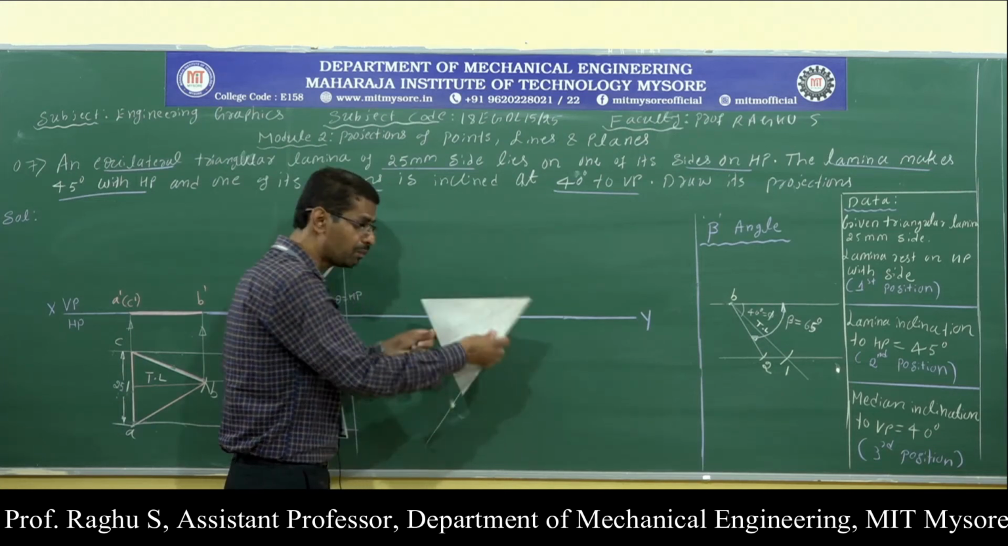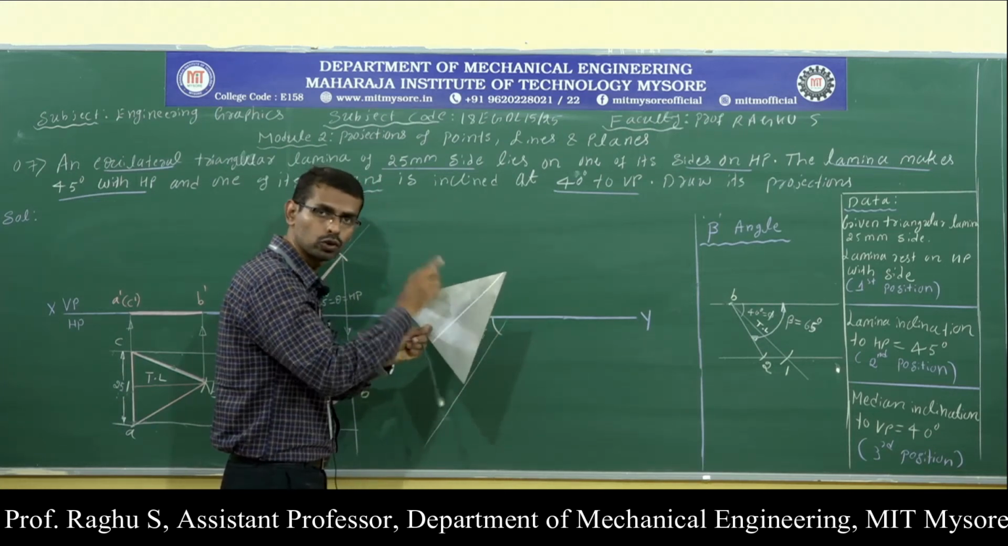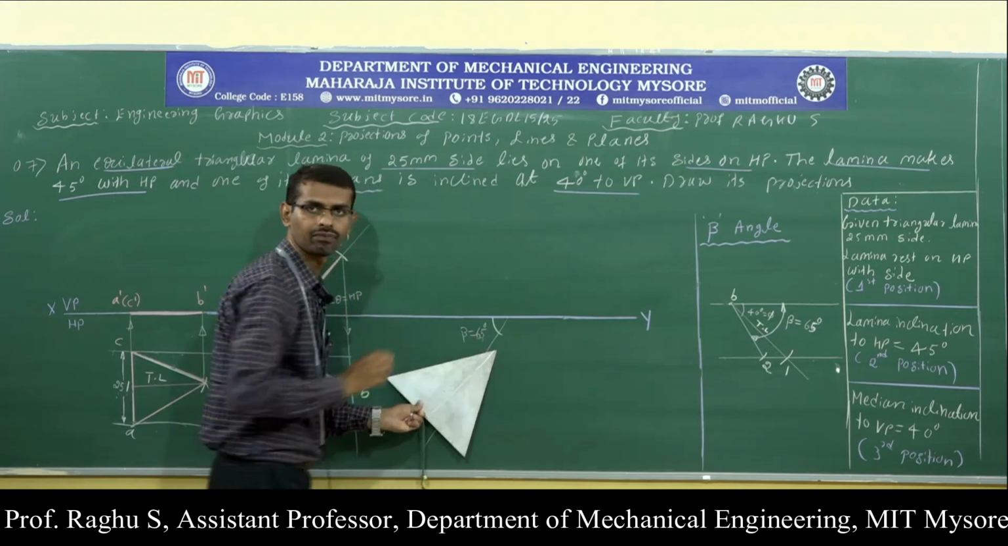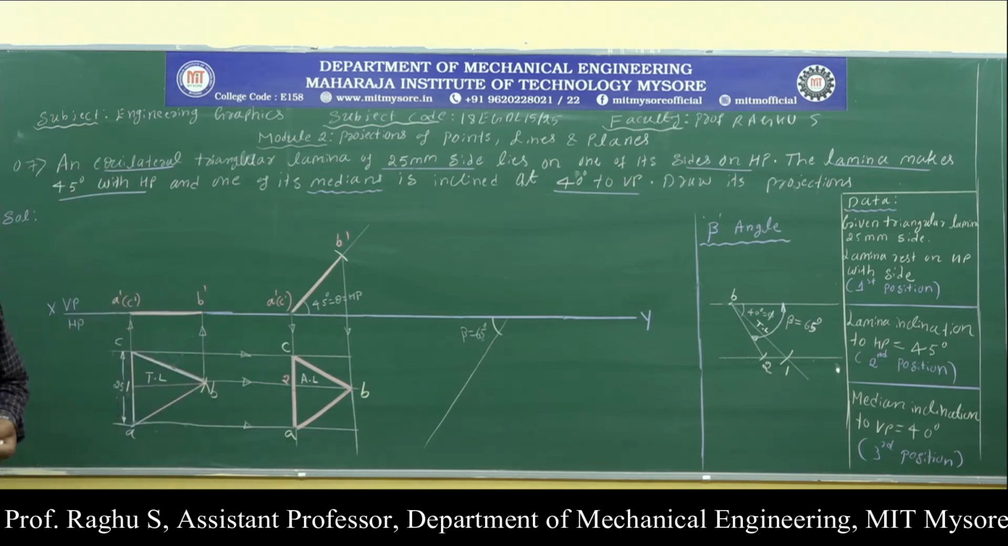In the problem, he has given the median inclination. Therefore, you are supposed to place the median on the beta angle line. Right?